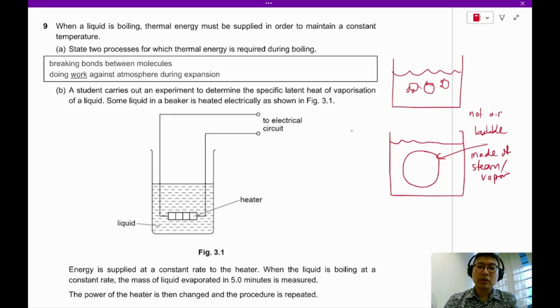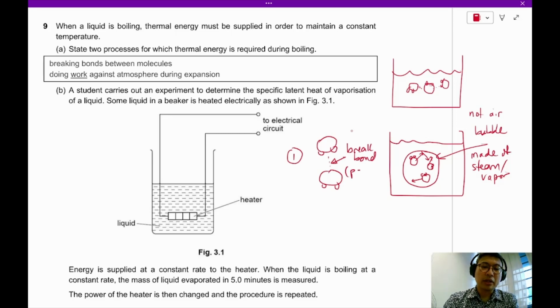Inside this bubble, the water molecules are moving freely without any bonds. So this is H2O moving without any bonds. So basically what has happened is that, number one, the bonds between the water molecules have been broken, and this takes energy. So the bonds have been broken. Now this kind of bond is the intermolecular potential energy of the molecules.